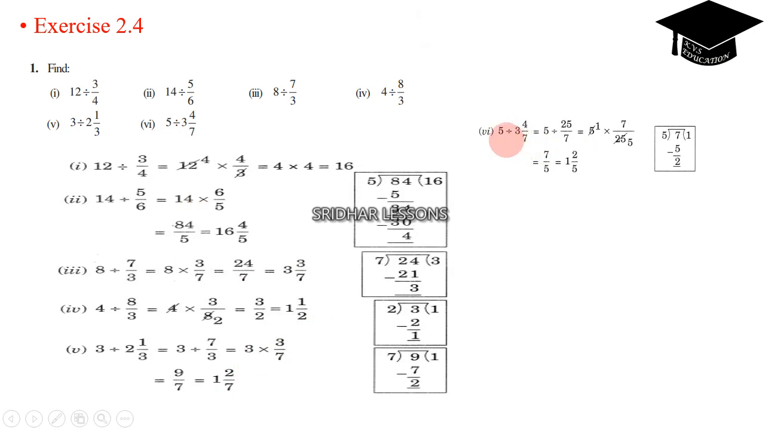Sixth problem, 5 divided by 3 of 4 by 7. This 3 of 4 by 7 can be rewritten as 25 by 7. Okay, so we can write this as 5 into 7 by 25. 5 cancels 25 5 times, that is 7 by 5. If we divide 7 by 5, 2 is the remainder here. So we can write this as 1 of 2 by 5.